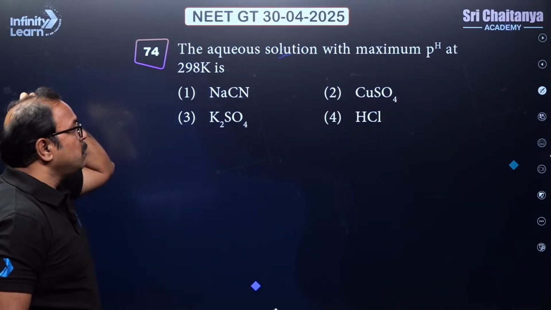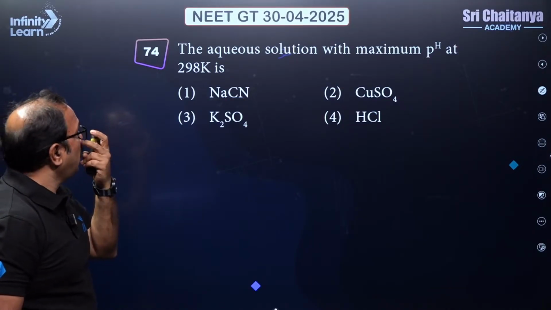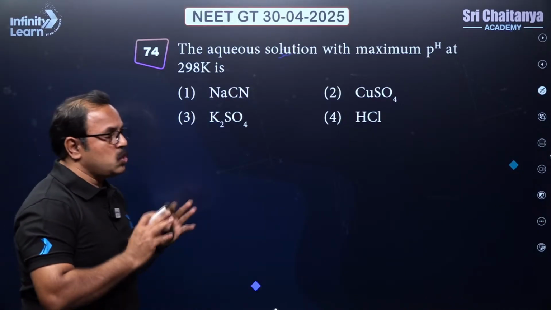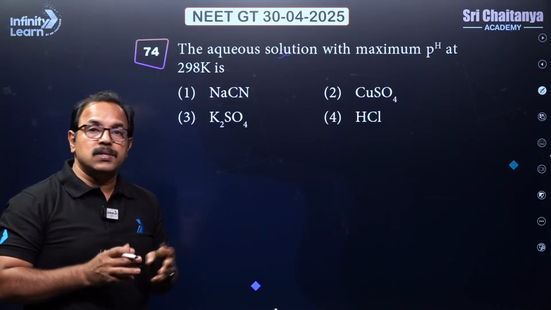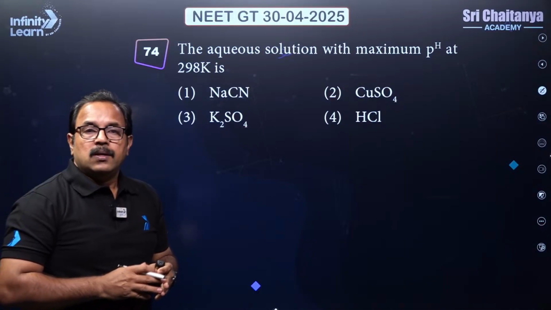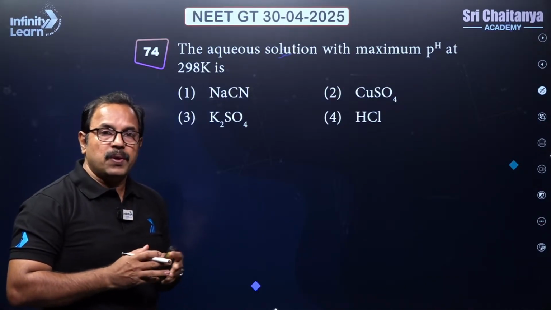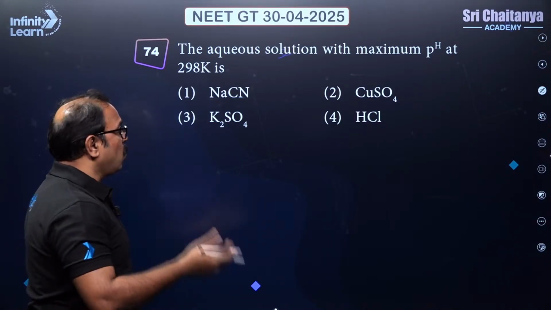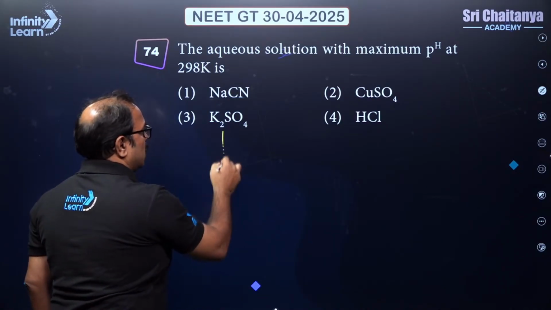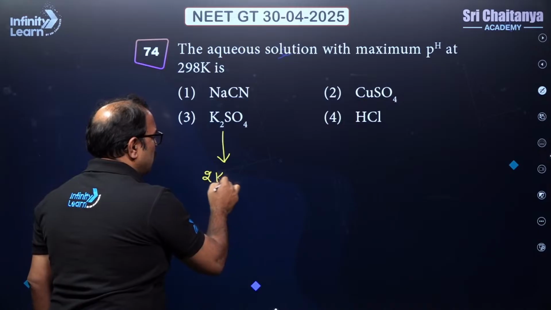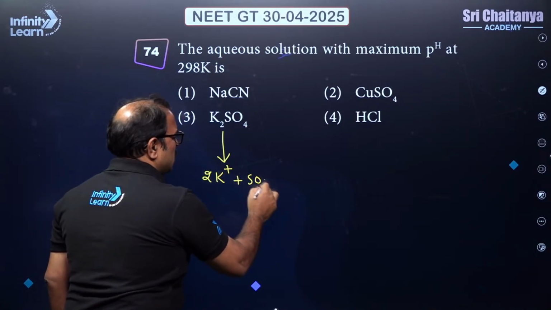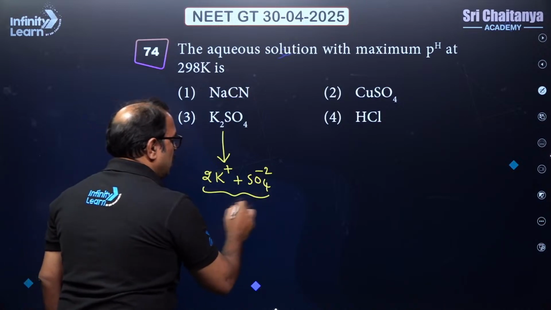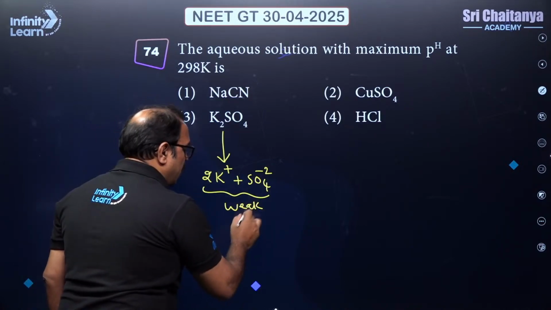The aqueous solution with maximum pH at 298 Kelvin is. This question has to be understood based on the hydrolysis concept. Salts of strong acids and strong bases do not tend to undergo hydrolysis. They undergo ionization. For example, you have potassium sulfate. It can undergo ionization, but the conjugates which are coming from stronger acid and base will be weak. They are weak enough that they don't react with water at all.